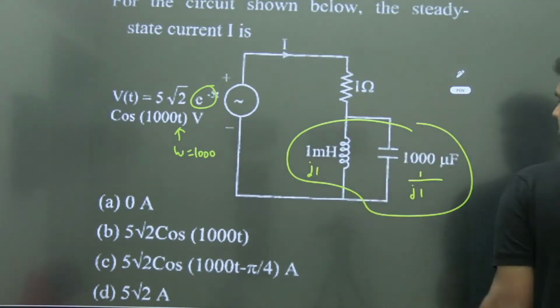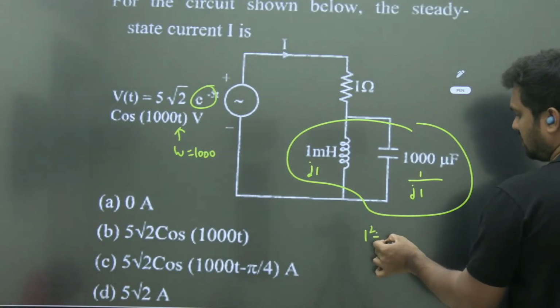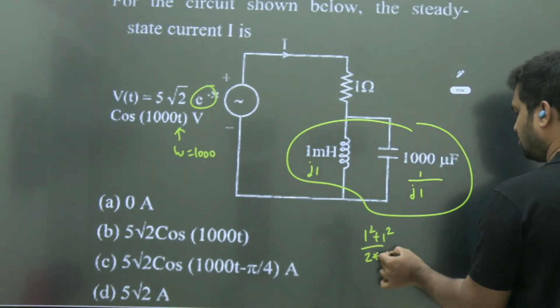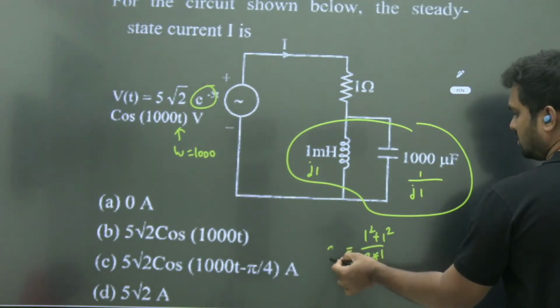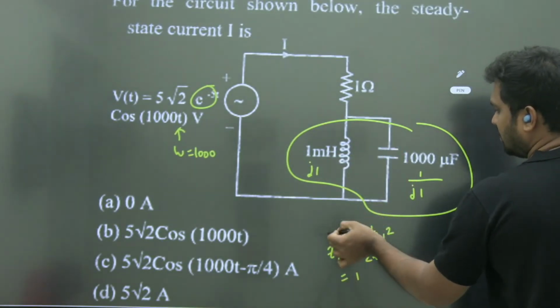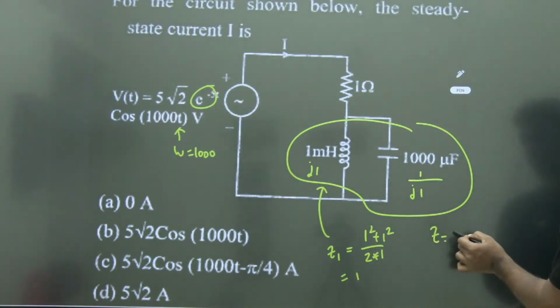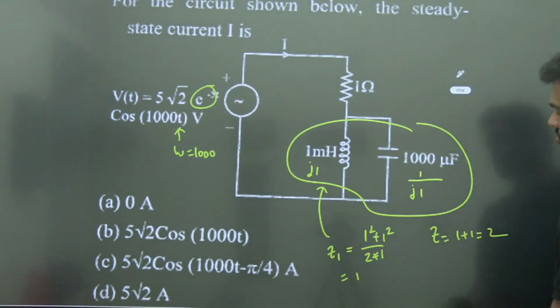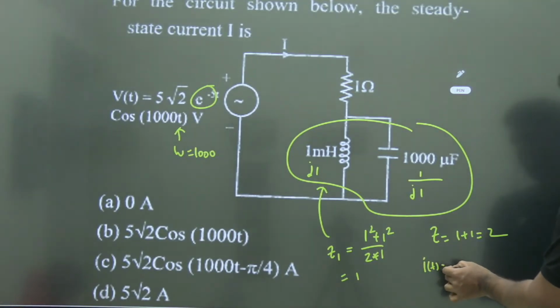I already discussed what that is: 1 square plus 1 square by 2 into 1. That is your Z equivalent, 1. So total Z, this is Z1. Overall Z equal to 1 plus 1. The network will be purely resistive here, 2. So the current I will be 5 by root 2.